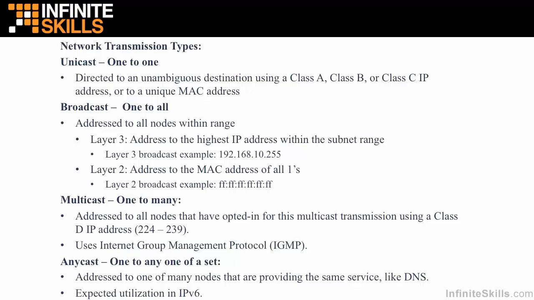Now the next one down, transmission type down, is called the multicast. The multicast is from one node, the source server or sending server, to many nodes that have opted in for this particular multicast transmission. Multicast is defined by the Internet Group Management Protocol and has been allocated a special Class D of the IP address space. Class D IP address space, the first octet number starts at 224 and ranges up to 239. So any IP address that begins with a number between 224 and 239 inclusive, this is a multicast address.